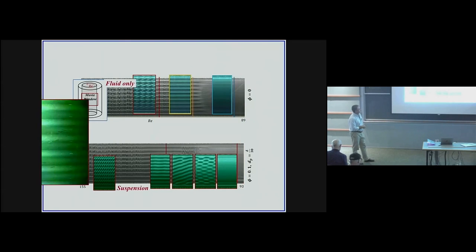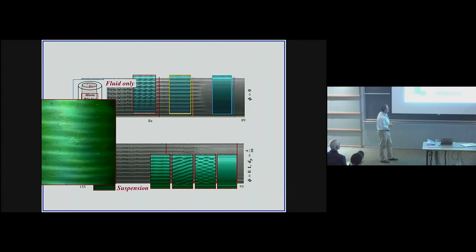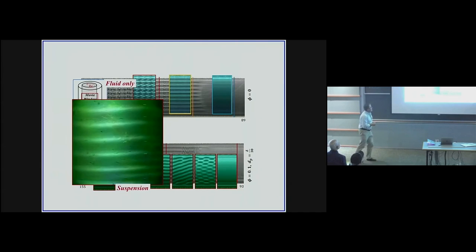Okay, so that was circular Couette. Here's what the Taylor vortex looks like. Okay. So you can see how the particles move, but that's a well-known flow. Here, then, we're seeing the wavy vortex flow.